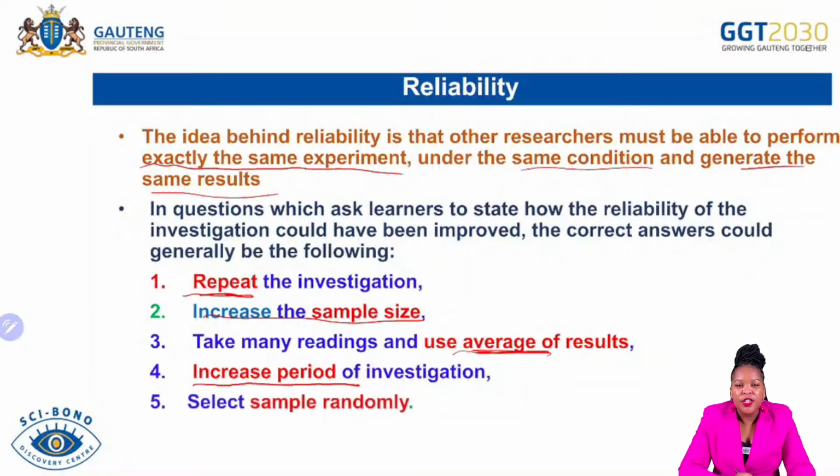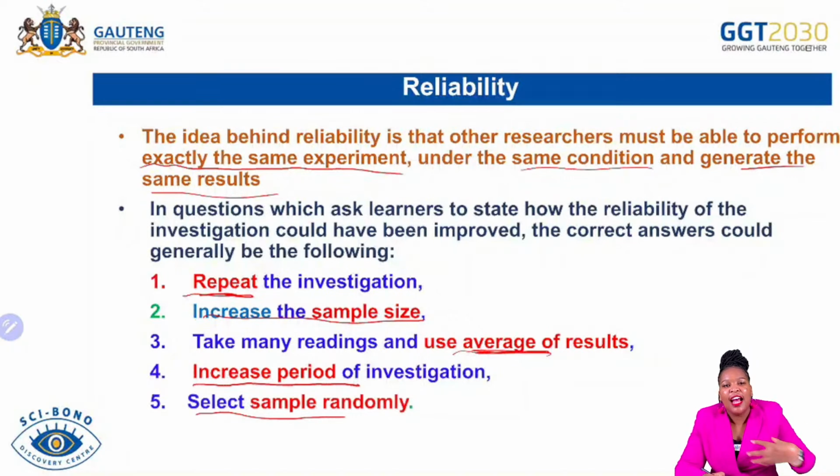The fifth one, select your sample randomly. If you choose your sample and then you only choose particular organisms or whatever that you are investigating only in one area, that can only reduce the reliability of the investigation. So for you to have optimal results, you need to ensure that your sample is selected randomly so that other characteristics are not favoured or are not the only ones selected, because they will influence the results. So the characteristics or whatever that you are investigating must be random.